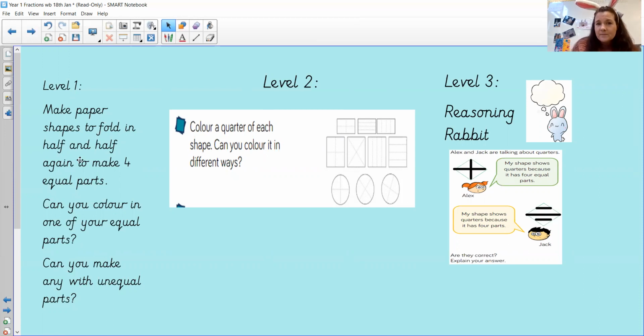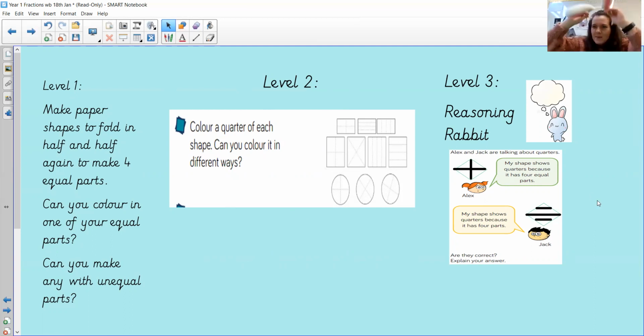So that's level 1. Level 2, there'll be a sheet coming to you, and it's a bit tricky to see on here. It's a bit light, so hopefully on the attachment it will become clearer. You colour 1/4 of each shape. So each of these shapes have been split up into 4 equal parts. And can you colour in 1/4, so 1 out of 4 equal parts of each of these shapes? And it gives you a bit of a reasoning rabbit here. Oh, actually, I've still got my reasoning rabbit ears, and I think I can take those off now for a second. Can you colour it in different ways? Some of these shapes you might be able to colour your quarter in a different way. So you can have a think about, does it matter which quarter you colour in? Okay, so that's level 2.